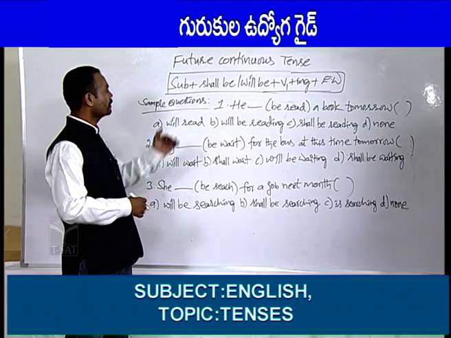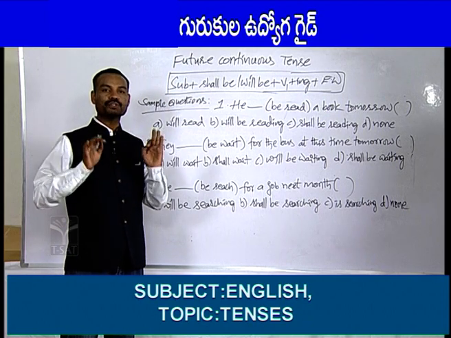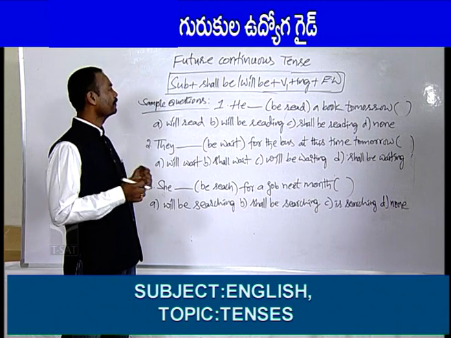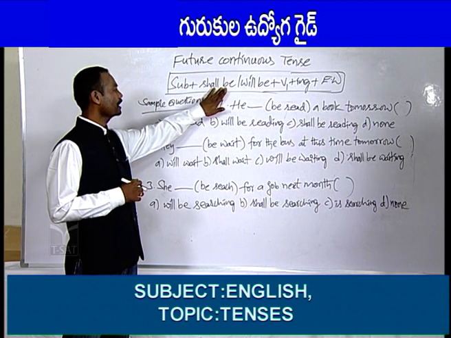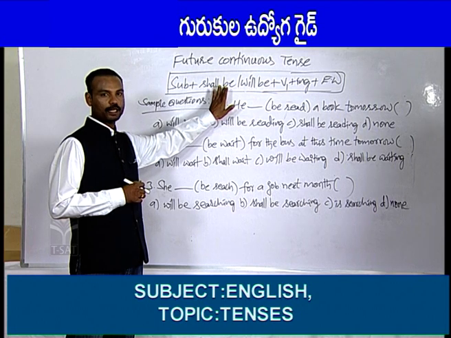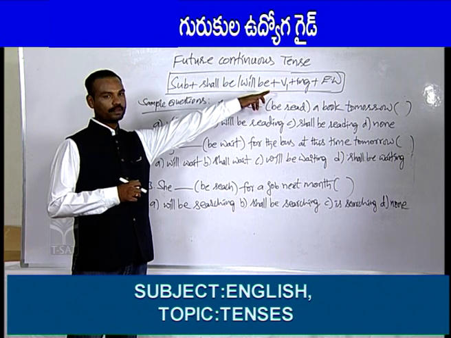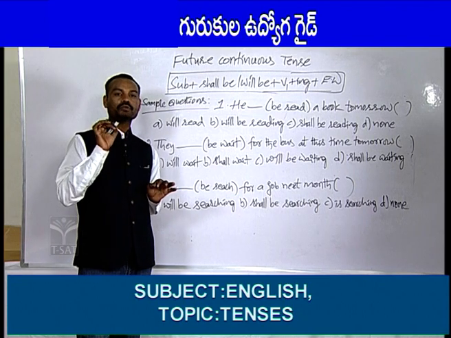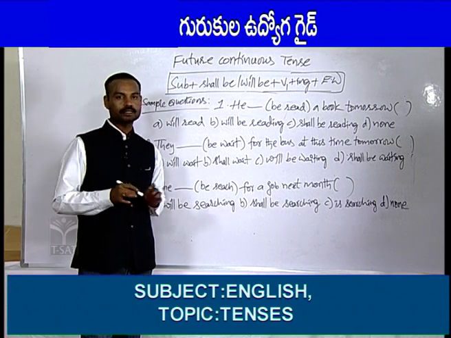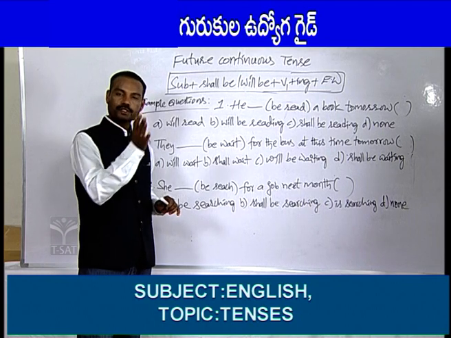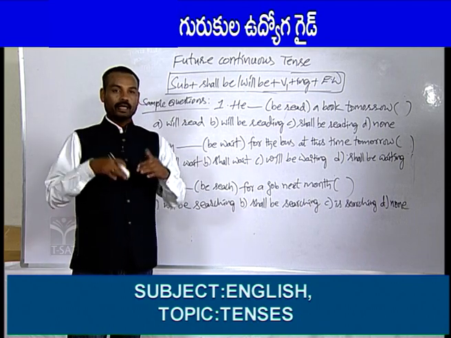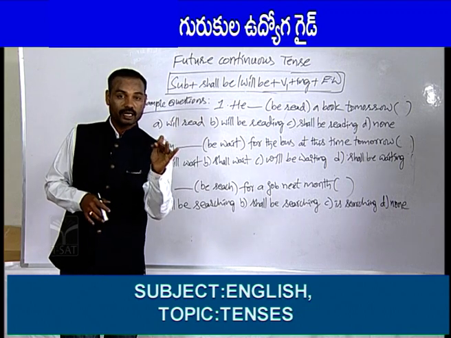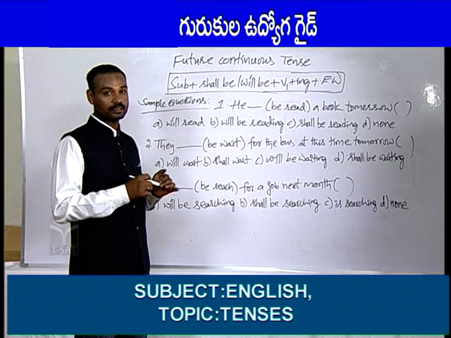Friends, here is another new tense, that is future continuous tense. This is the frame of future continuous. Subject, shall be and will be, these two are called helping verbs, then V1 plus ing form, then extra words. Now I am going to tell you the definition of future continuous tense. The tense which is used to indicate an action which will be going on at some time in the future is called future continuous tense.